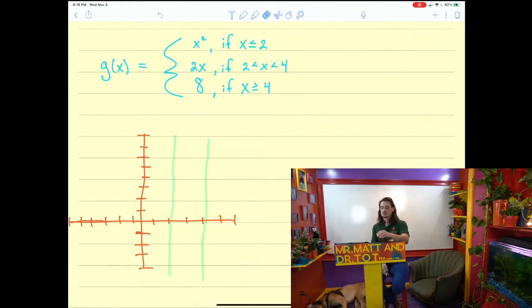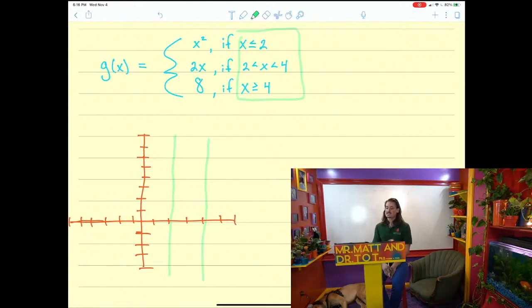Okay, so I drew an x and y axis here, and then I drew in the bounds of the domain that we're talking about, as given right here. So you can see that we're talking about whenever x is less than or equal to +2, whenever +2 is less than x and x is less than +4, or in other words, in between +2 and +4. And lastly, whenever x is greater than or equal to +4. So I just drew in those bounds there.